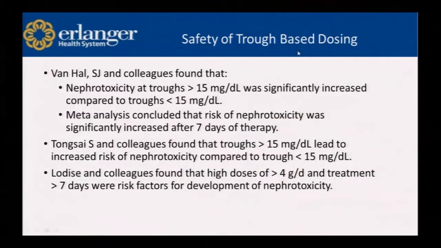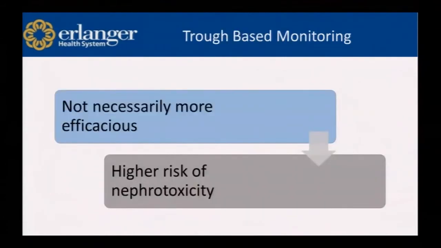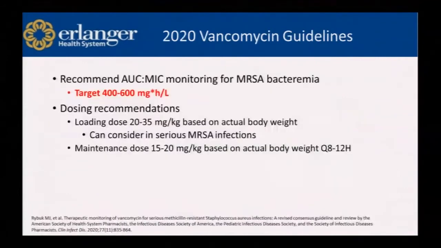And Lodise and colleagues, when comparing high-dose vancomycin to low-dose linezolid, found that doses greater than 4 grams a day and a treatment longer than 7 days were risk factors for the development of nephrotoxicity. So trough-based monitoring is not necessarily more efficacious and carries a higher risk of nephrotoxicity, which brings me to the 2020 Clinical Practice Guidelines update that recommend AUC to MIC monitoring for MRSA bacteremia.